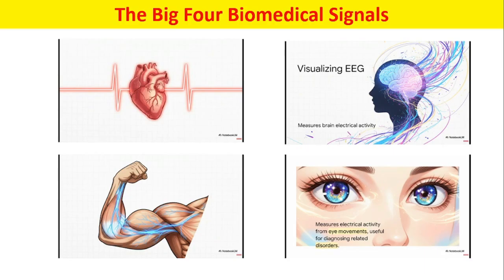So the big four biomedical signals include the cardiovascular signals, then EEG, then we have the EMG, and lastly we have the EOG signals. These four types of biomedical signals are very commonly used for developing devices or analyzing some of our physiological activity.